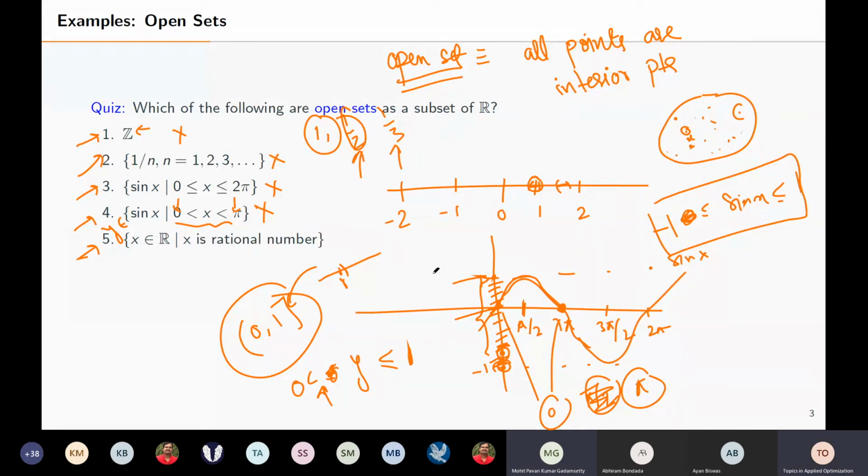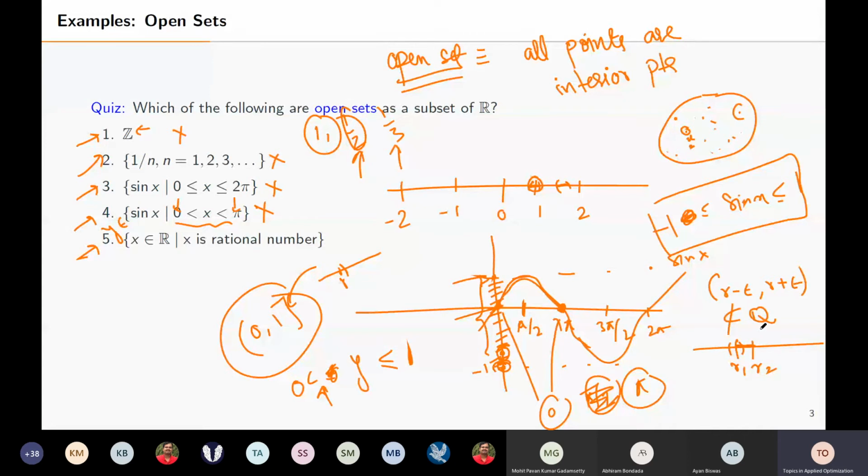Yes, exactly. Because we know that between any two rational numbers, let us say R1 and R2, there are infinitely many rational numbers as well as irrational numbers. So around any rational number I take, however small a neighborhood, I will always include irrational numbers. If I take the neighborhood R minus epsilon and R plus epsilon, this epsilon ball can never be inside the rational numbers.